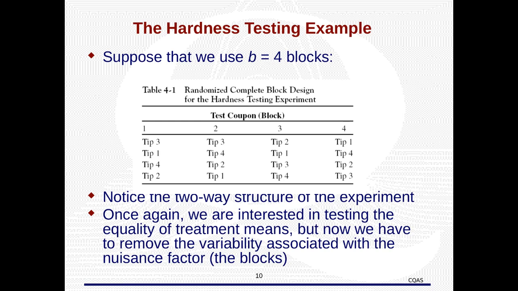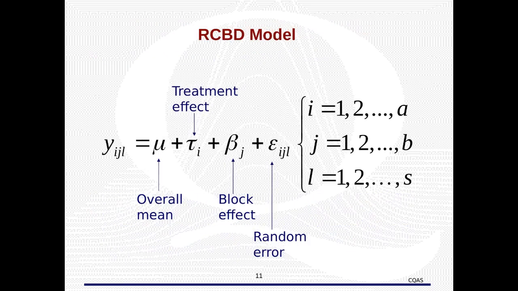This blocking strategy increases the precision of our treatment comparisons. The variation we observe within each block is typically much smaller than variation across blocks, so by controlling for blocks, we substantially reduce the noise in our experiment and strengthen our ability to detect true differences among the hardness testing tips. Now we formalize the randomized complete block design model.